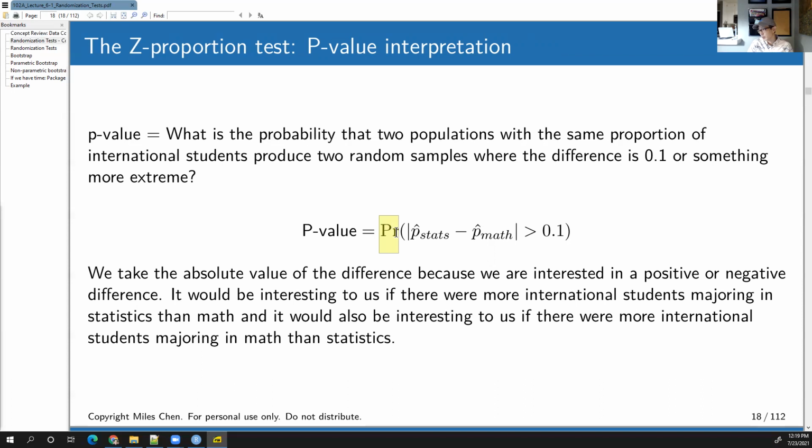So our p-value is going to be the probability that the difference between the proportion in stats and the proportion in math, how often is that difference going to be greater than 10%? I guess it should be greater than or equal to 10%, okay? And it's the absolute value, because it would be interesting to us if the proportion of international students in stats is greater than the proportion of international students in math. It would also be interesting to us if the opposite were true, if the proportion of international students in math were greater than the proportion of international students in stats. Okay.